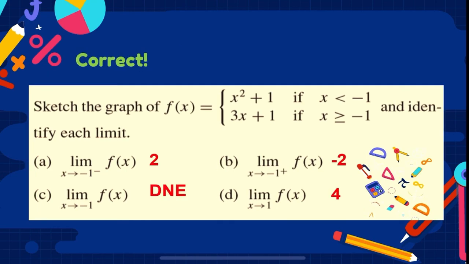So let's check our answers. f of x is equal to 2 when x approaches negative 1 from the left side, which is correct. And when it approaches negative 1 from the right side, the answer is negative 2, which is also correct. And when it approaches negative 1 exactly, it doesn't exist. And when it approaches 1, the answer is 4, which is also correct.